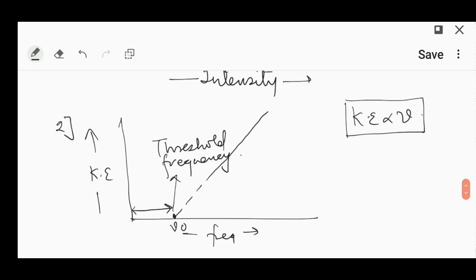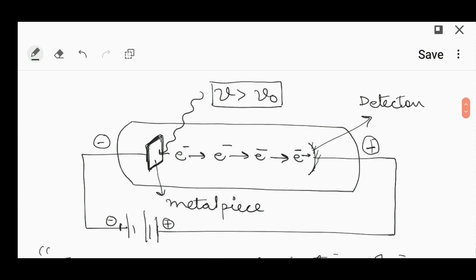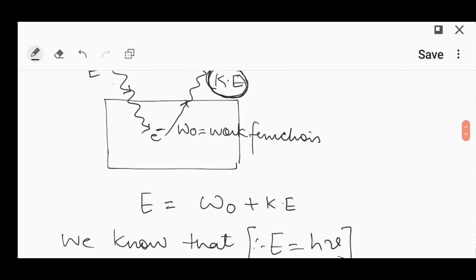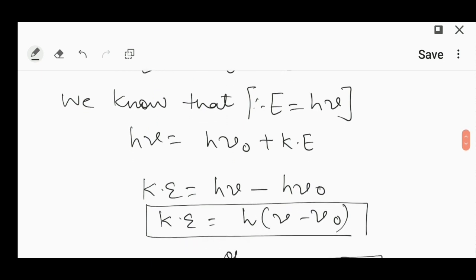This is the complete topic of the photoelectric effect. I am again scrolling down. Kindly take a screenshot or make notes. This is the photoelectric effect. This derivation is very important from the numerical point of view.